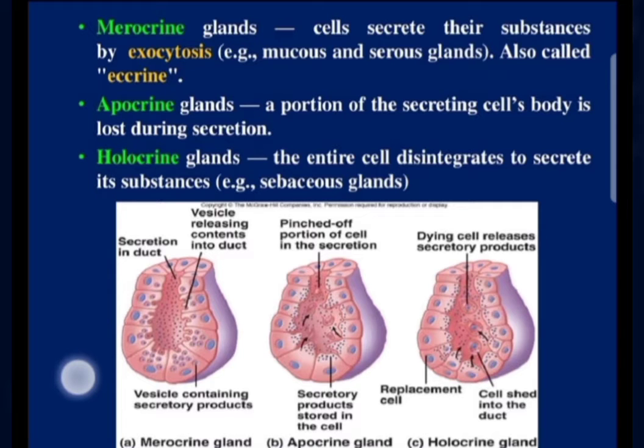I have told you in first year MBBS that the merocrine glands are the glands in which merely the secretion is poured out without any cellular component, while in the apocrine glands, a portion of the secreting cell's body, for example the apex of the cell, the apical cytoplasm, is also extruded out. And holocrine, as the name indicates, the whole cell, the entire cell disintegrates to secrete its substance. The sebaceous glands are examples of the holocrine type of gland.